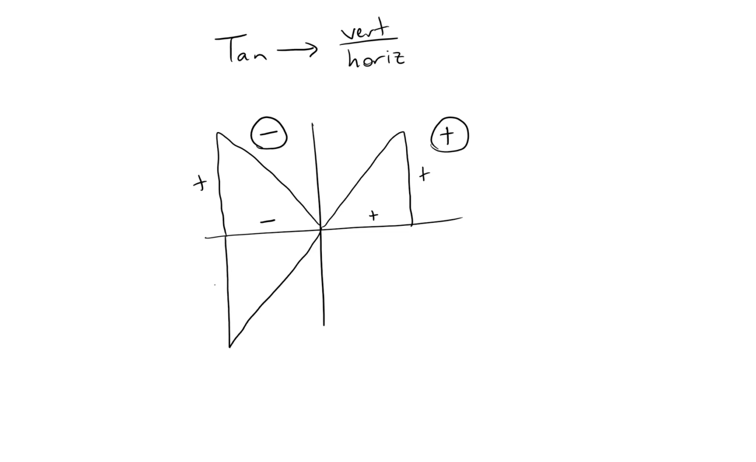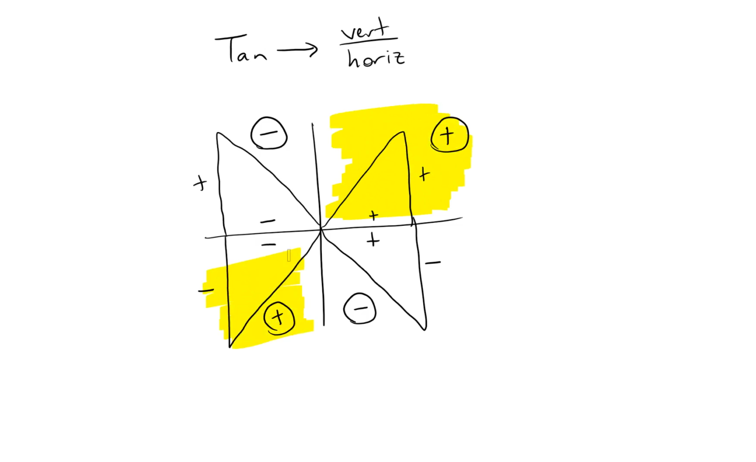In the third quadrant, the vertical is negative and the horizontal is negative as well because it's going to the left. Negative divided by negative is positive. And last, in the fourth quadrant, the horizontal is positive and the vertical is negative. Negative divided by positive is negative. So tangent alternates signs. So tangent's positive in the first quadrant and positive again in the third quadrant. And then it's negative in the second quadrant and negative in the fourth quadrant.